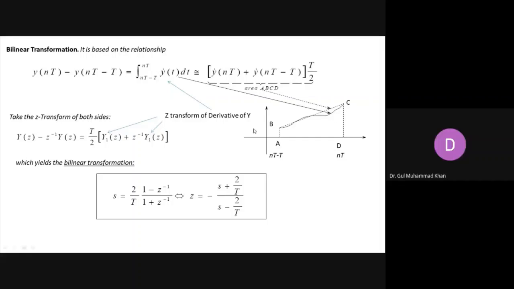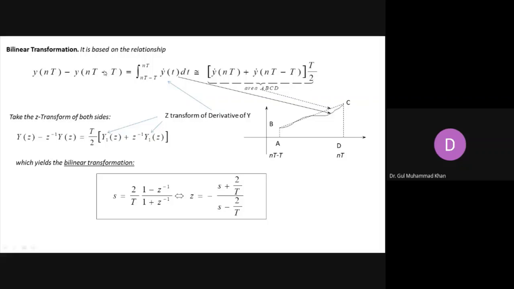Yes, sir. So this is a linear approximation to it. This expression is exactly equal, and this is not exact, this is approximately equal to, because we are not taking the actual curvature, we are taking the linear. This is why it's termed bilinear transformation. So you won't get exactly the same filter response. There will be a slight difference between the two.